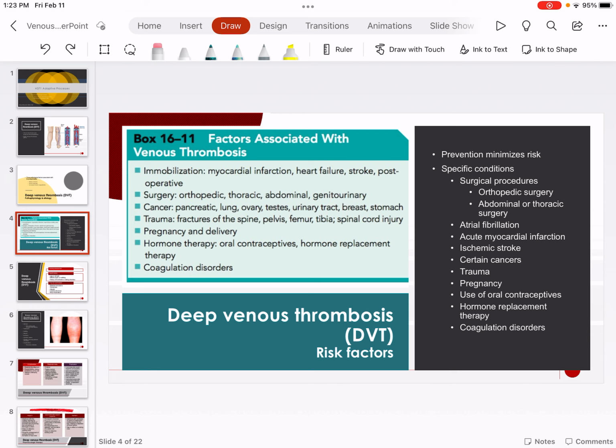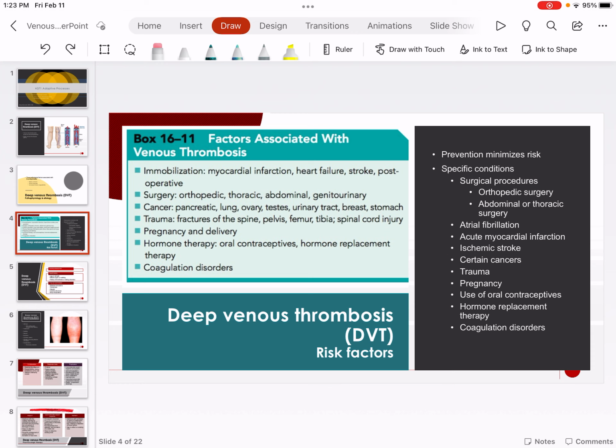Surgeries, we talked about how not only are they probably not as mobile, but if they have any type of vessel damage that occurred during that surgery, like a vein or other vessel that was cut, then that increases the risk of blood clot formation. Cancer, we talked about trauma, again, that can cause some vessel damage. Pregnancy and delivery is a risk factor. And then hormone therapy, such as oral contraceptives and hormone replacement therapy, increases the risk.